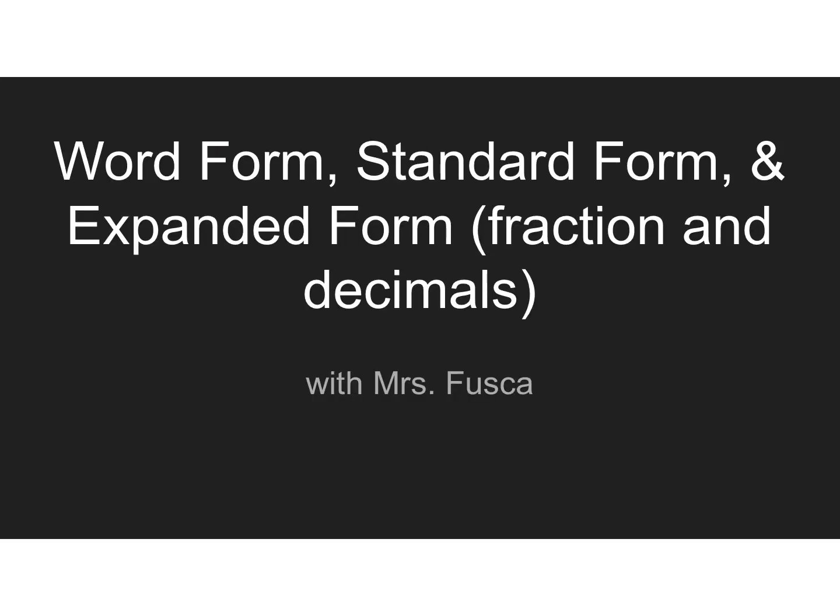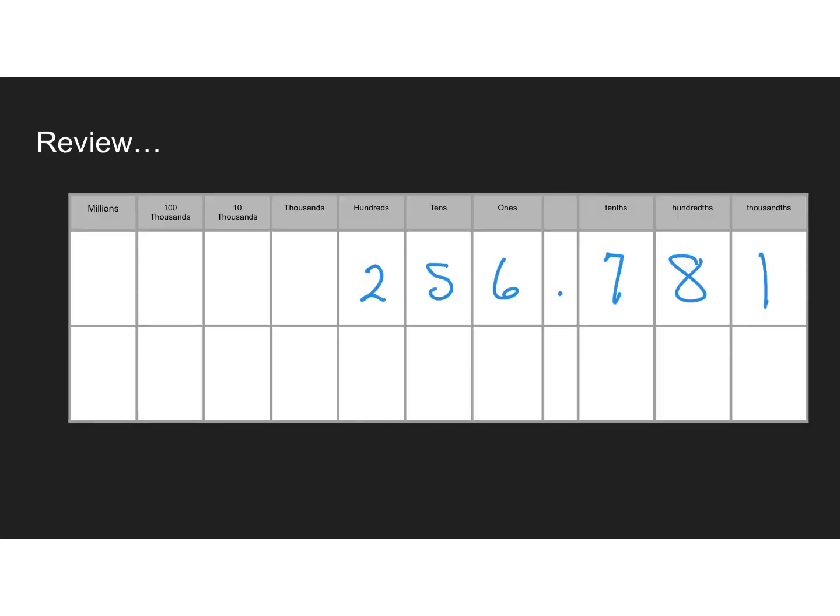Okay, now we're going to review word form, standard form, and expanded form, both fraction and decimals. Okay, if we look at this number, 256 and 781 thousandths, we can write this in different forms. This would be the standard form. We just put it on the place value chart. It's the same number, but we can write it in an expanded form, we can write it in word form, and we can write it in standard form.